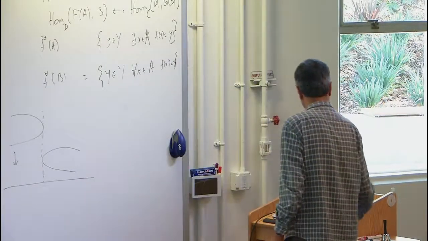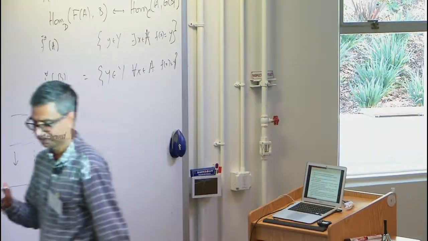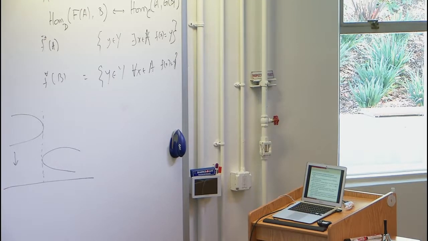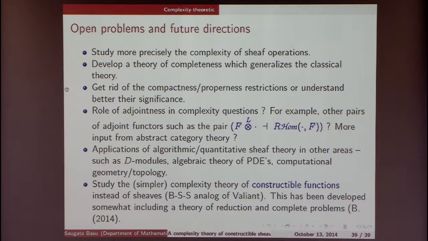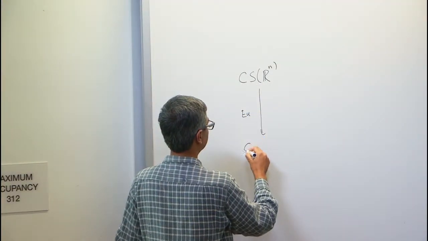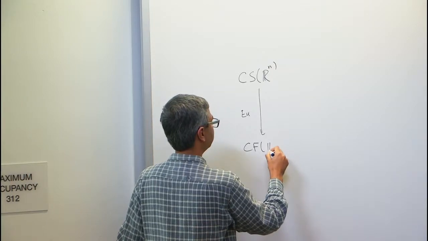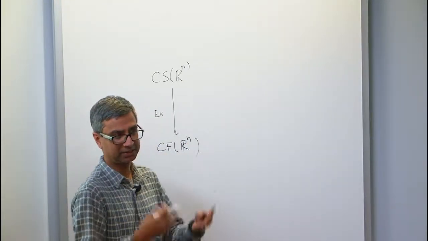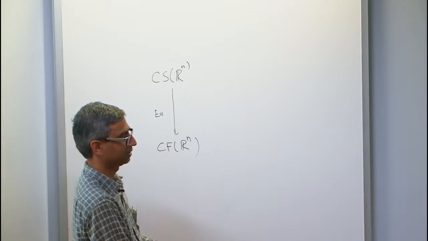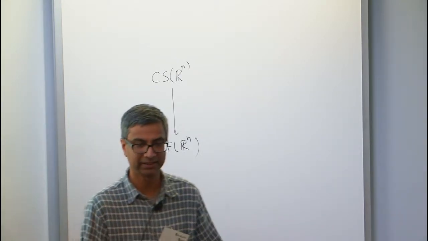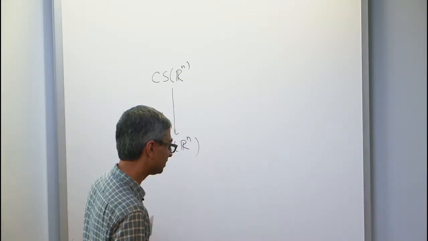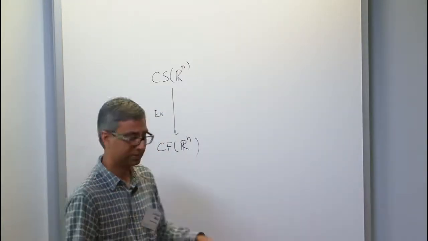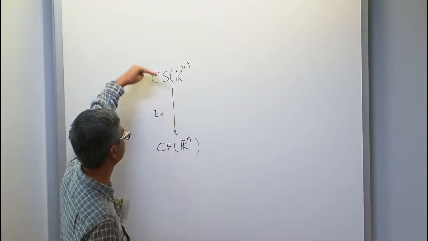Yes, so my original talk had constructible functions in the title, and maybe I should say a little bit. You have the class of constructible sheaves on Rn, and as I mentioned, you can take the Euler-Poincare characteristic and you get constructible functions. Now, constructible functions are very ubiquitous. This semester, we have been talking about ranks of tensors and things like that, which are all constructible functions. So you might want to develop a complexity theory of constructible functions at this level, which is simpler.